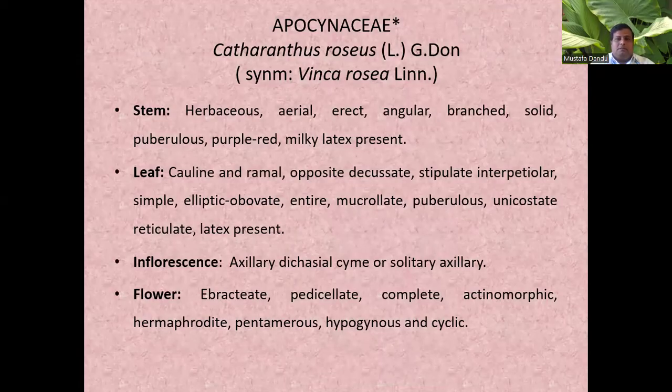We'll discuss the genus Catharanthus roseus. Stem mostly herbaceous, aerial, erect, angular, branched, solid. Puberulous, purple red, milky latex is present. Leaves are cauline, ramal, opposite decussate, stipule interpetiolar, simple, entire, mucronate, puberulous, unicostate, reticulate. Latex is present. Inflorescence is axillary, dichasial cyme, or solitary axillary. Flowers are ebracteate, pedicellate, complete, actinomorphic, hermaphrodite, pentamerous, hypogynous, and cyclic.